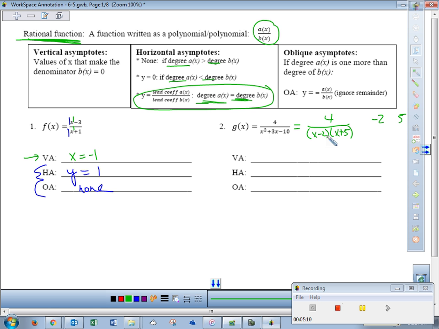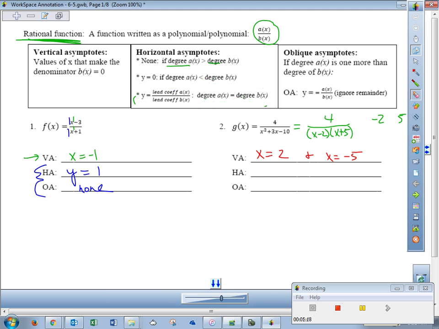These are the same thing, right? This guy and this guy, same concept. What's so great about the factored form? We can figure out where the denominator is 0. It would be at x equals 2 and at x equals negative 5. There are 2 vertical asymptotes in that situation: one at x equals 2, and one at x equals negative 5.